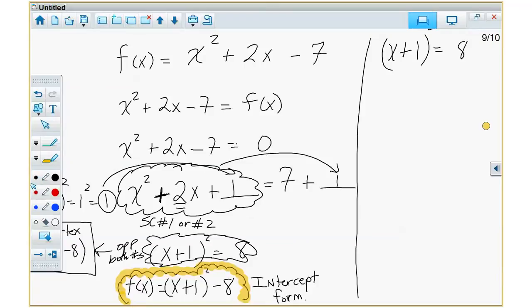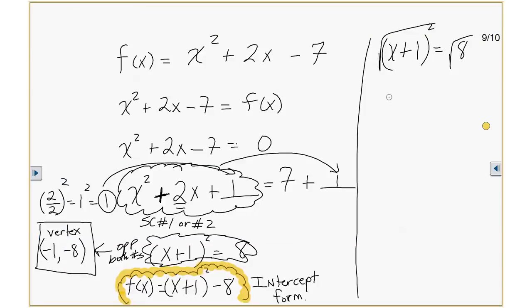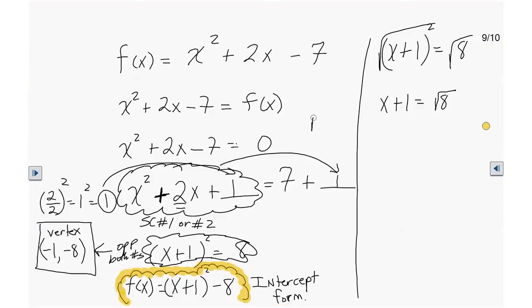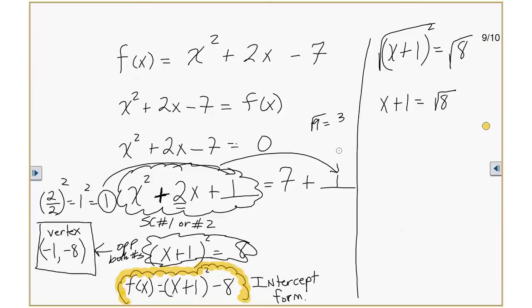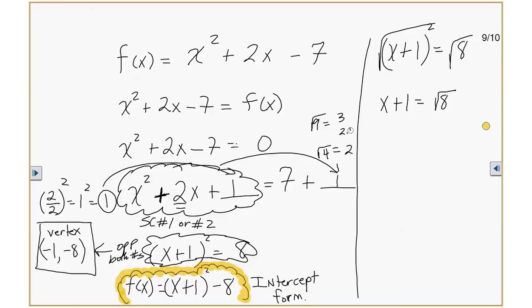All right, take the square root of both sides. That's going to give you x plus 1 is equal to the square root of 8. Now, there's two ways to do the square root of 8. One is in your head. Square root of 9 is equal to 3. The square root of 4 is equal to 2. 2.5 is in the middle.